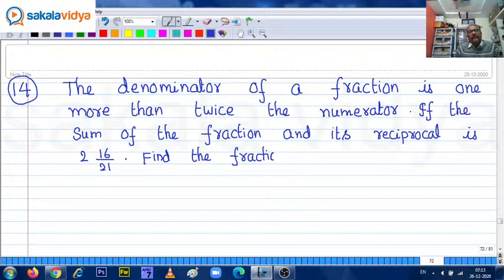So these problems are very, very important for 4 marks for 10th class examination.